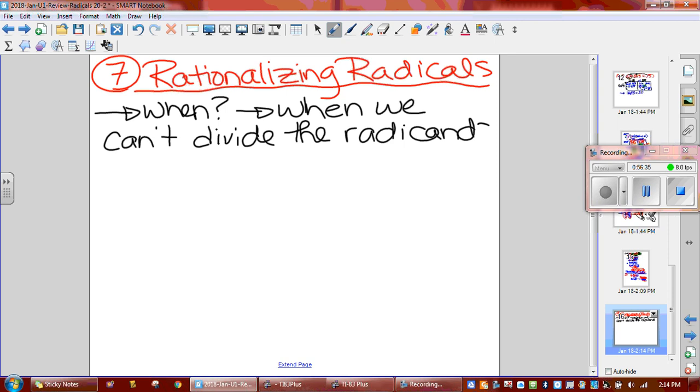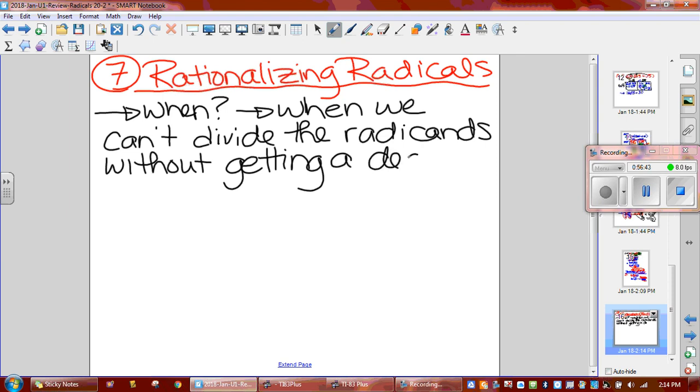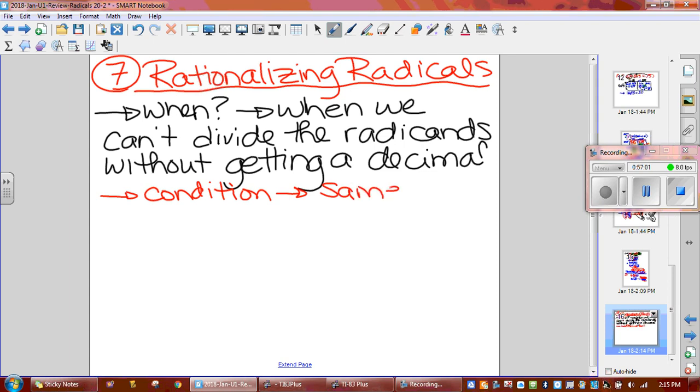Are there any conditions we need to worry about? Well, the only condition, again, is it's got to be the same index. Okay, that's our condition. So, let's start with our example now. So, example, 15 over root 5. Well, there's no radical on top for root 5 to divide by, so we're rationalizing right away.